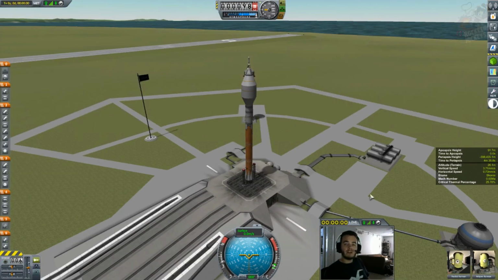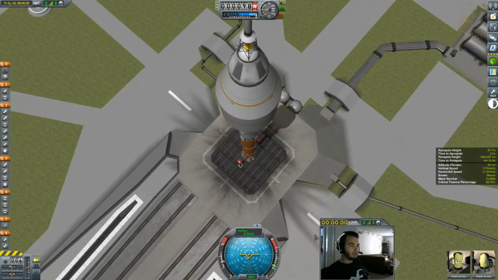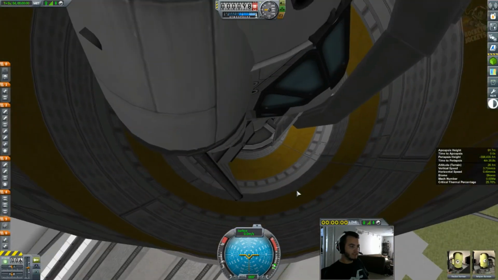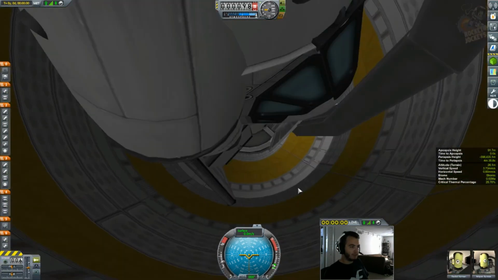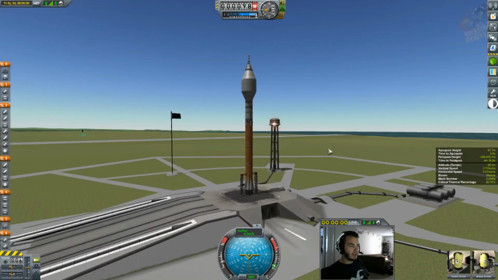So this is our Falcon 9 analog, and we're going to be launching a Dream Chaser today. We have a Dream Chaser loaded up inside the payload fairing, and what we're going to be doing is going up, releasing it, and then we're going to try and land the first stage as well.